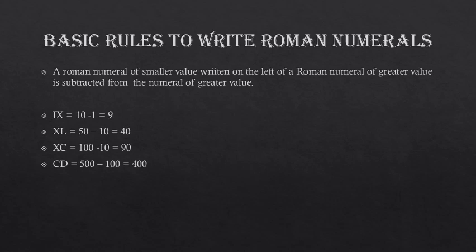Moving on to the next one, children. XC. 100 minus 10 equals 90. The next one is CD. Again, D is bigger than C, children. D is 500, minus 100 is equal to 400.